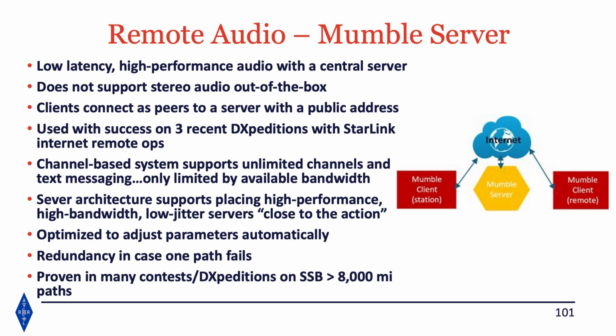Clients connect to a server with a public address. Why is that important for ham radio? It doesn't matter what kind of internet you have. You can be on cable, DSL, fiber, 4G LTE cellular data, or Starlink satellite. It will work and you can connect every time, because you don't have to know, as a station owner or a remote operator, what your IP address is, because AnyDesk and Mumble both resolve that automatically. So you can always connect.